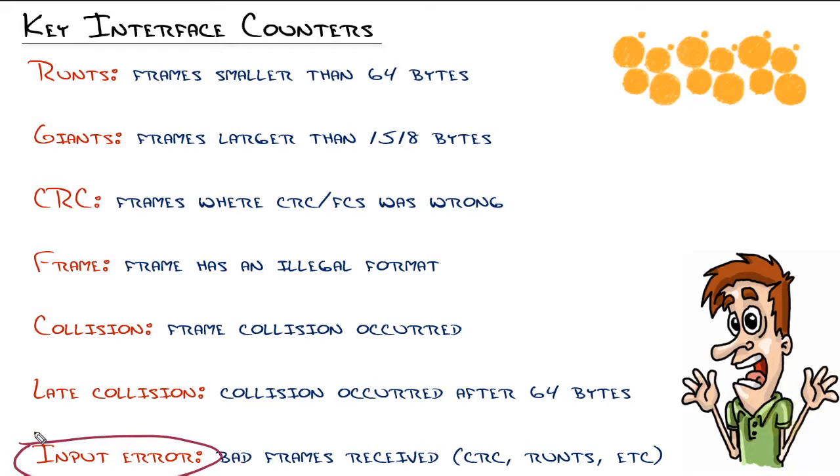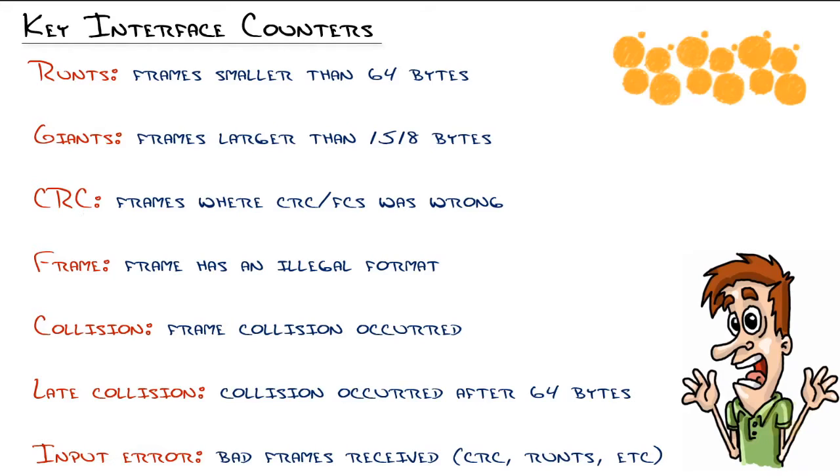What you're seeing on the output is a whole bunch of input errors. Input error pretty much means that a bad frame is received. Now, that could be because of the cyclical redundancy check. It could be because the frame is a runt. It could be because the frame is a giant. All these other things I'm going to explain to you in just a second.